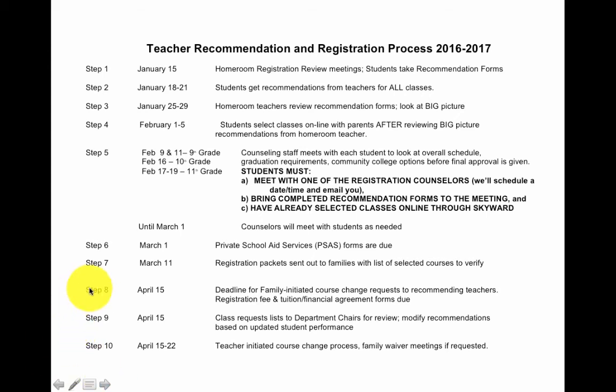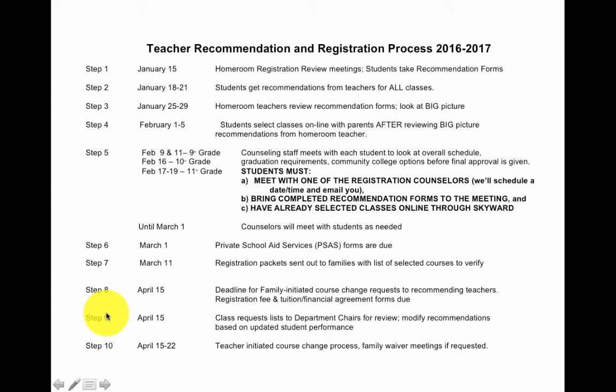And that's really what step 8 is all about, is meeting with the counselors and that teacher or the department chair to request that change or request a waiver. This needs to be done by April 15th so we can start working on next year's schedules as soon as possible. Again, you and your parents need to set this up with the counselors and teacher who made the original recommendation.